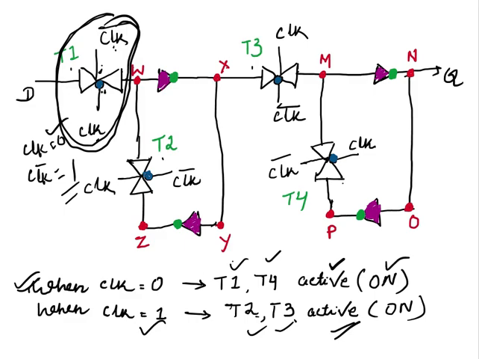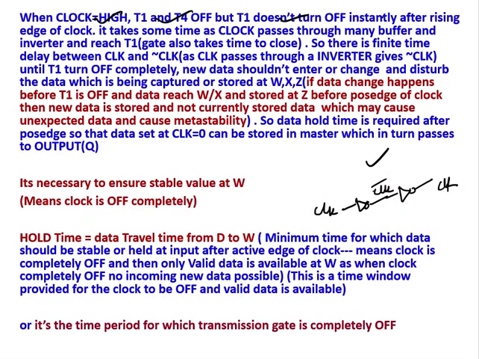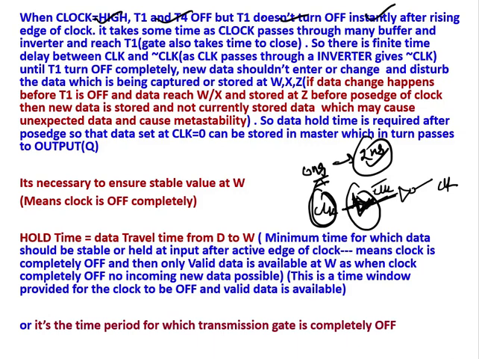But what happens? How are we going to get clock bar? This clock signal has to pass through an inverter. So definitely it is going to take time. Let's say if the clock is at 0 nanosecond, then definitely clock bar will take some time, at least let's say 2 nanosecond. So this T1 doesn't turn off instantly, because clock and clock bar have to be active at the same time. Then only this transmission gate will be turned off fully. So T1 doesn't turn off instantly after the rising edge of the clock.